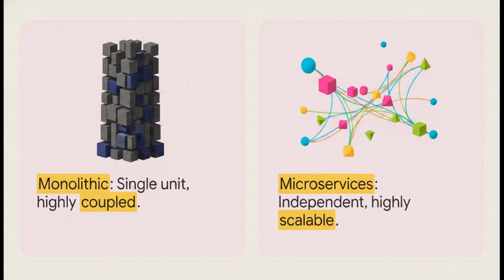So let's dive into this first major comparison. On one hand, you've got monolithic architecture. Think of it as this single massive deployable unit. It's highly coupled, which basically means all its parts are deeply tangled together. The downside? One tiny bug in a single module can literally crash your entire system. Yikes.